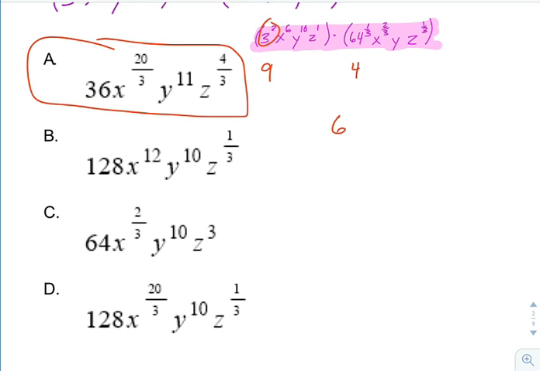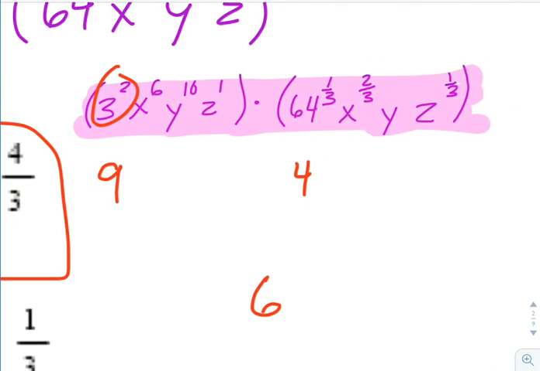But let's complete this to understand how we get the rest of these. So remember, when you are multiplying values with the same base, that's when you add the exponents. So we know that we're going to have x to the 6 plus 2/3.